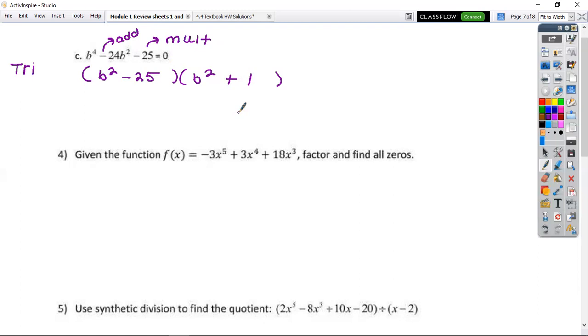So the left-hand side is now going to be a difference of 2 squares. So I would do b plus 5 and b minus 5. But does the other side go further? Nope, because it's addition.